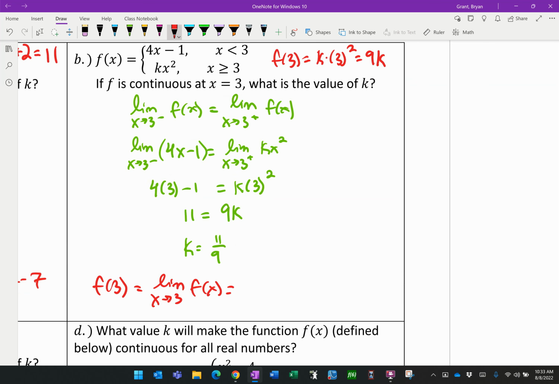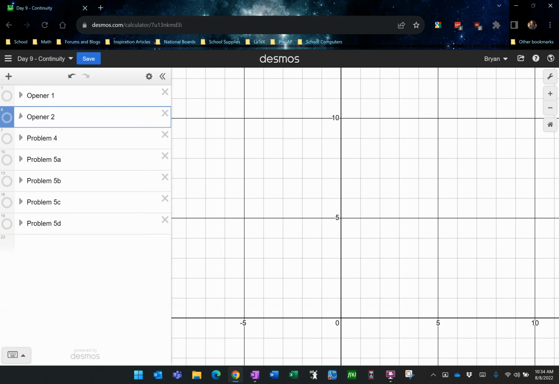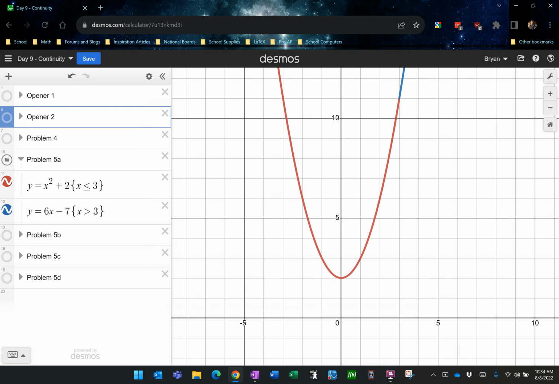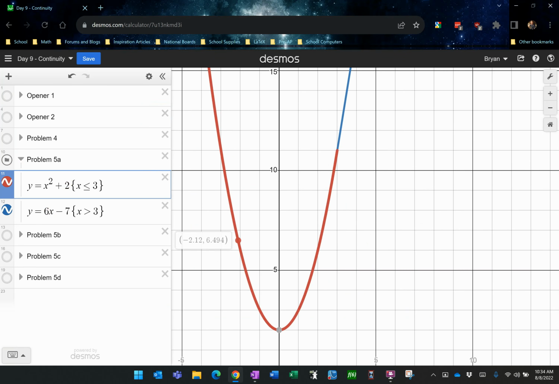Well, it looks like this one-sided limit was 11, so I think 11/9 will cause that to be 11, and 11/9 will cause the point to also be 11. And just again to show you what we're doing here, here are the two graphs. We had problem 5a, that's the one that we just did, right? This is where we found that k was 6, I believe. And if you look at it, we've got the parabola on the left side and the line on the right side. We're approaching the same value.